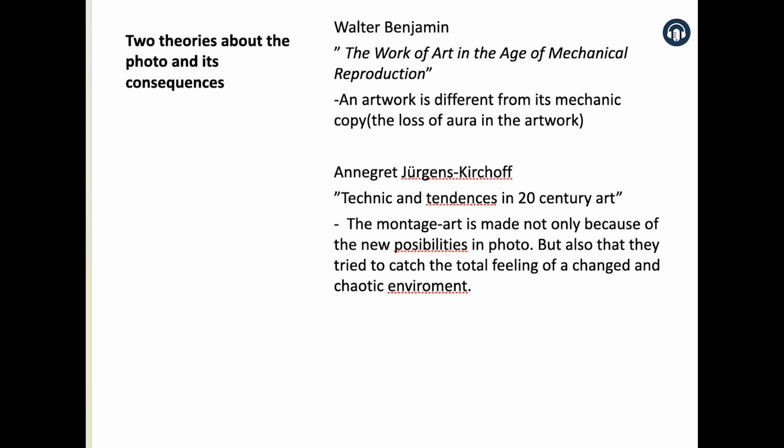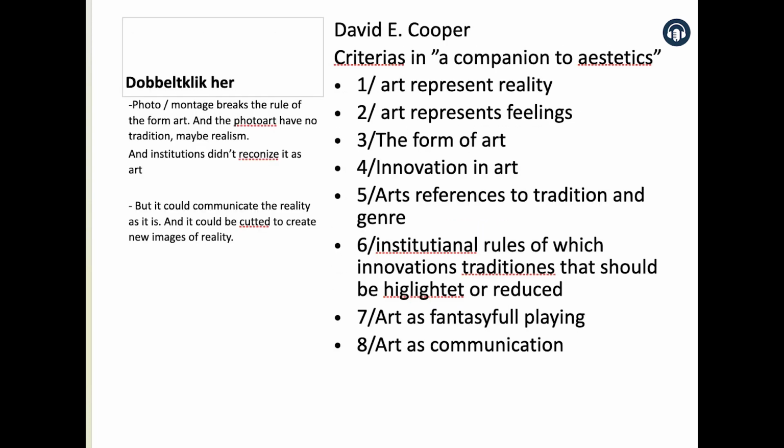Through that we can see that the artwork is changed through technical means, but through the technical means the society around the artwork is also changed, so they play against each other, the artwork and the society around. And through that, photo montage breaks the rules of form, and photo art has no tradition, maybe realism, and institutions didn't recognize it as art. These are the things we looked at when photo art came.